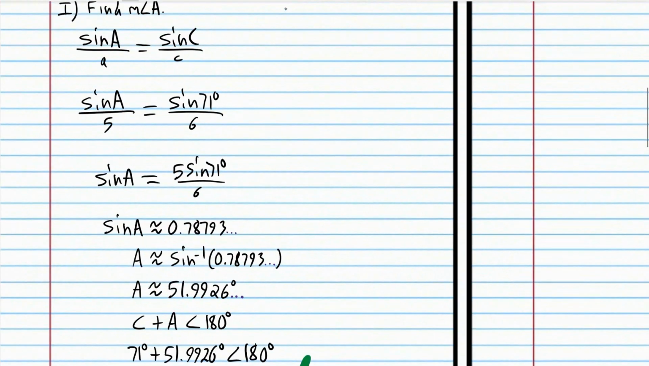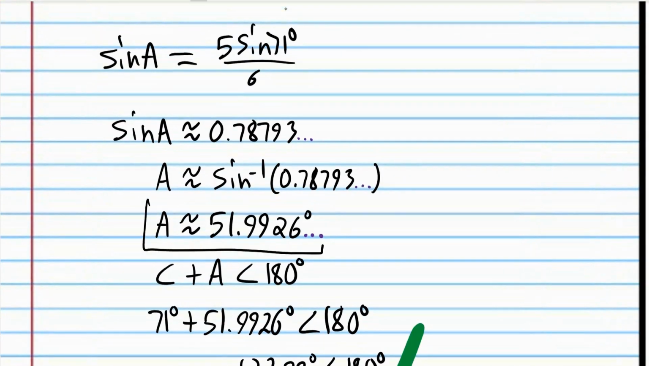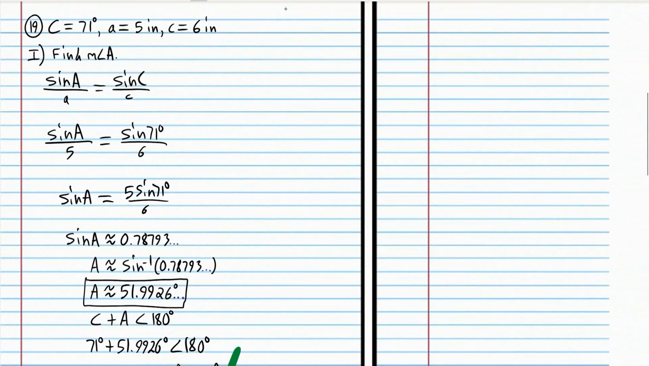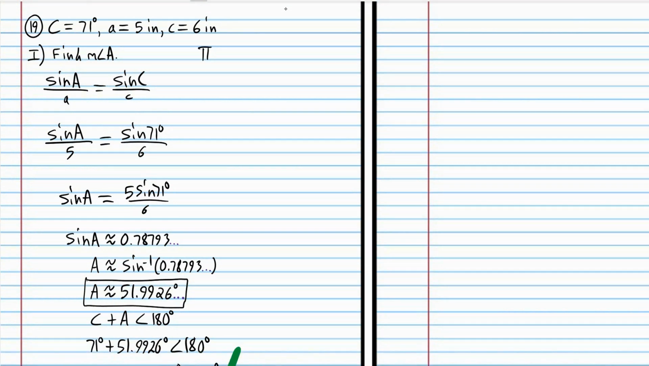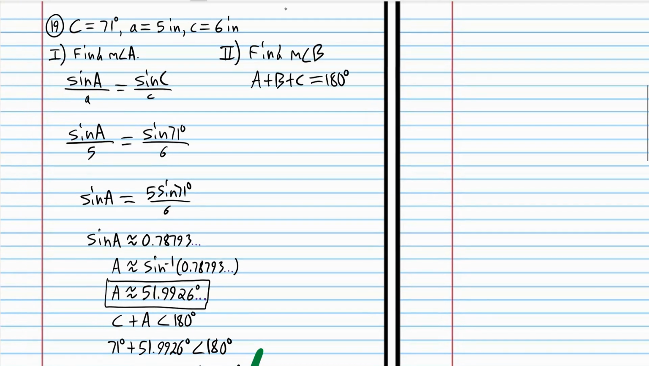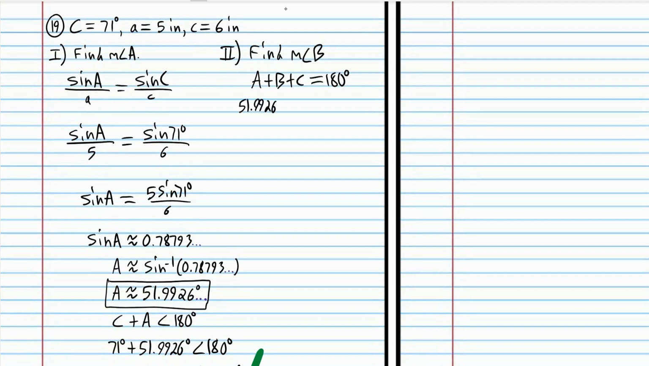So now that we have our angle here, angle A, we can find the rest of the information. So part 2 is to find the measure of angle B. And we can use the triangle sum theorem. Measure of angle A we found is 51.9926 degrees. Measure of angle C is 71 degrees.